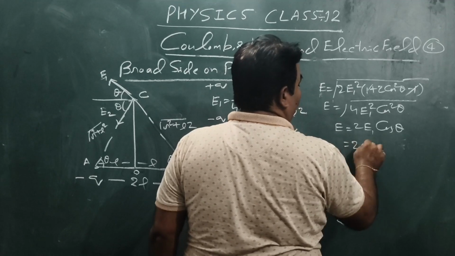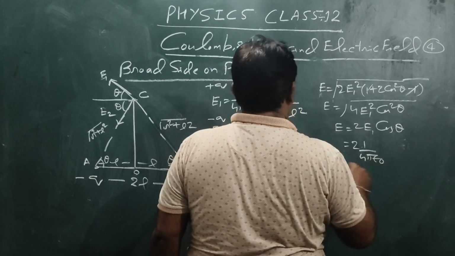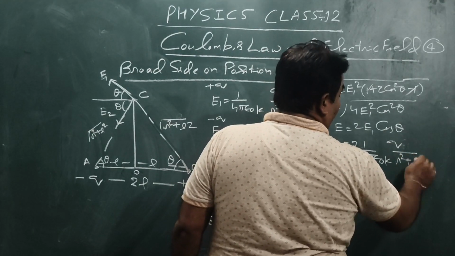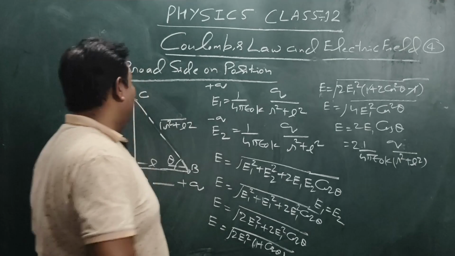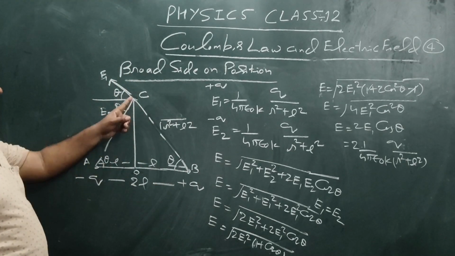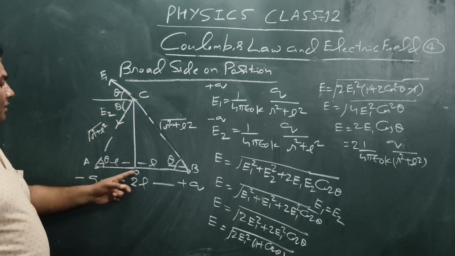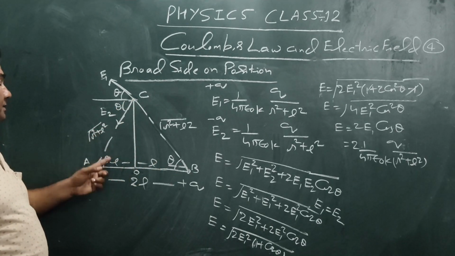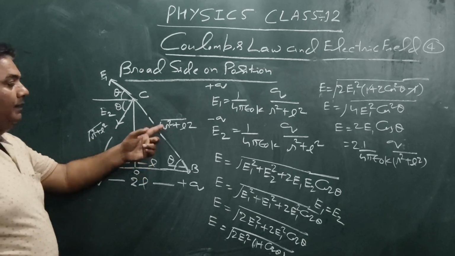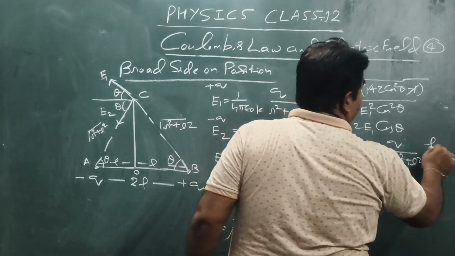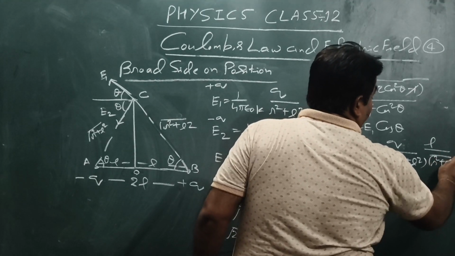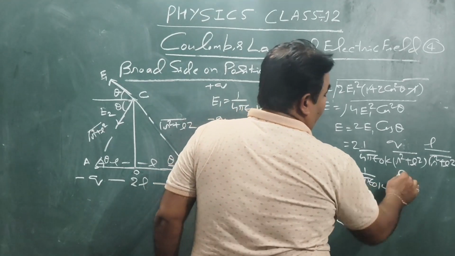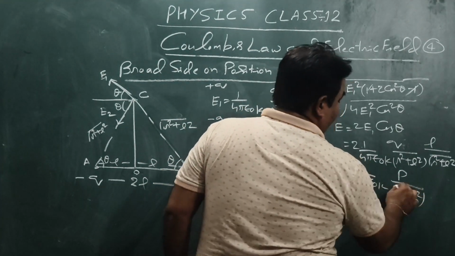By putting the value of E1, 1 upon 4 pi epsilon naught K, Q upon R square plus L square, and the value of cos theta, we can take it from this triangle, triangle CAO or CBO. Cos theta is equal to base upon hypotenuse, L upon under root R square plus L square. So we take L upon under root R square plus L square. QL is P, so E is 1 upon 4 pi epsilon naught K, P upon R square plus L square to the power 3 by 2.